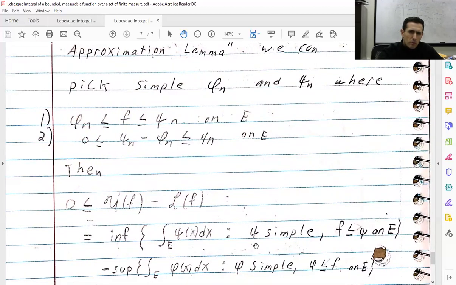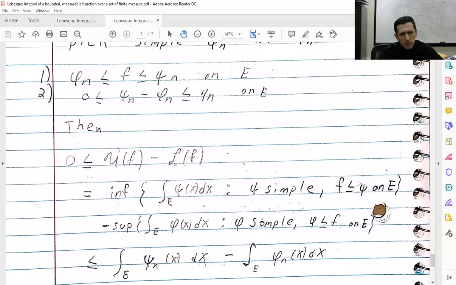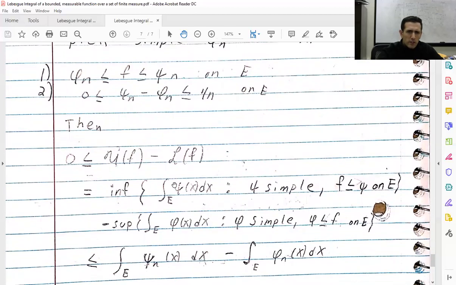All right. Well, certainly psi n, sorry, let's do psi n first. Certainly psi n here is bigger or equal to f on E. Certainly phi n here, rather, is less than or equal to f on E. Okay. So this integral is in this set. This integral is in this set. So the infimum is less than or equal to this integral. The supremum is bigger or equal to this integral, but it's minus, so it's less than or equal to.